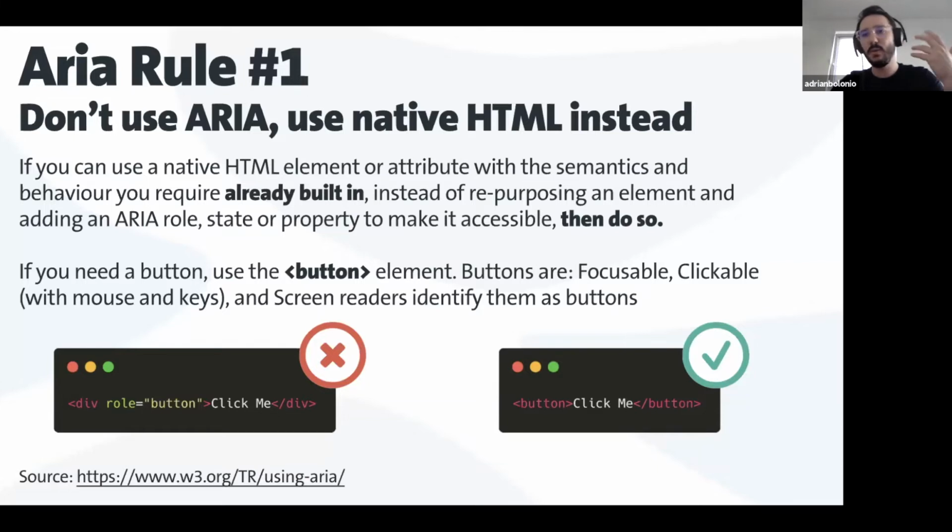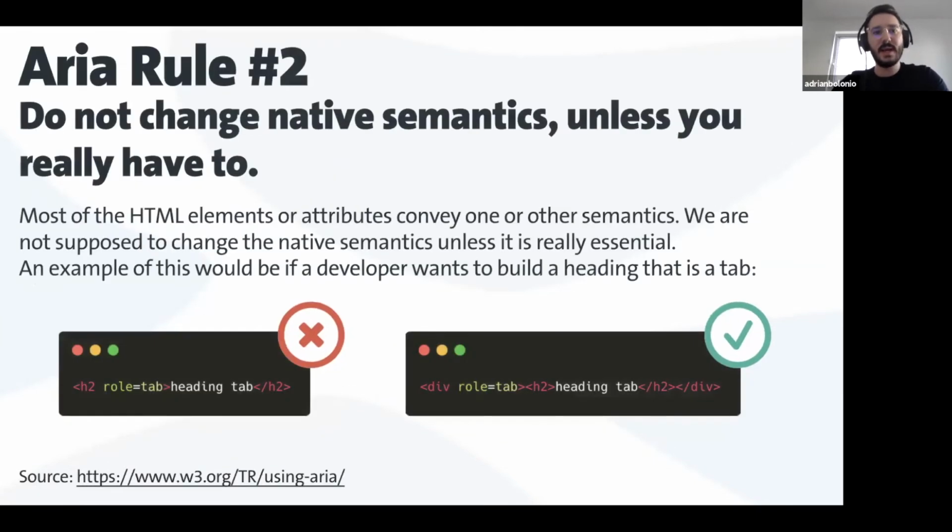What we said before, do not use ARIA to fix your errors. Know your HTML. The second rule in ARIA is to not change the native semantics unless you really have to. So in the first case, we are changing the semantics of an H2, which is a heading, something that has a higher grade of importance in your website, to make a role equal tab. That means we are changing the semantic to act like a tab. Do not do that, because you don't have to do that. You can use a div, which is a container tag, and then you can use the role tab.